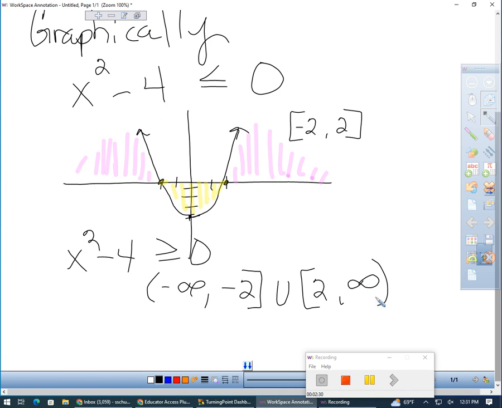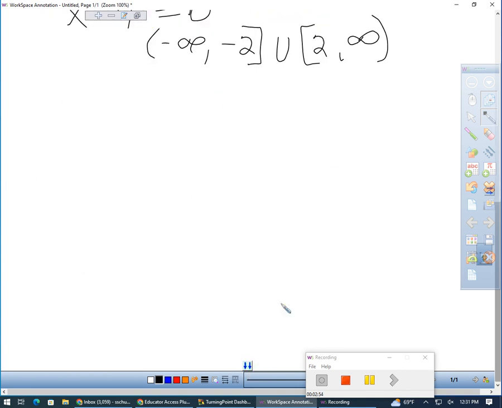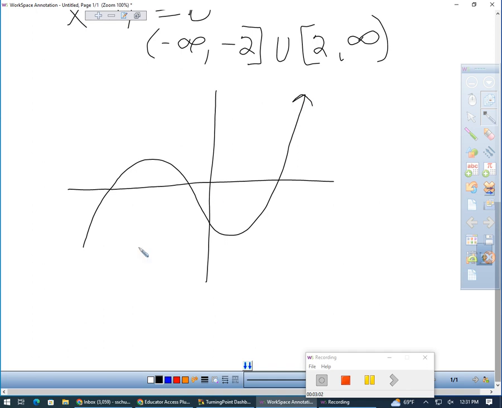Okay, so let me put another drawing up here and see if we can figure out the different intervals for what we're looking for. Okay, so let's say we have a cubic function. Let's go with something that looks like this. Okay, and let's call this point negative 4. Let's call this point negative 1. And let's call this point 3.